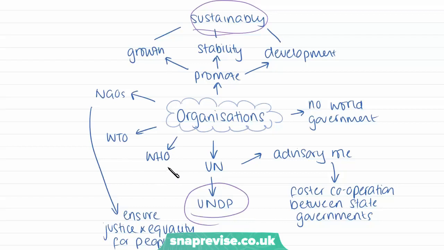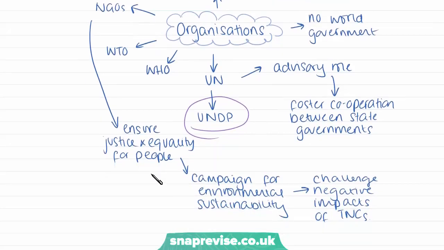Also, there are a number of different non-governmental organisations who have varying objectives, and they generally either ensure justice and equality for people of the world, and they also do things like campaigning for environmental sustainability, and they also are very anti-TNCs and corporations and so on. They try and challenge the negative impacts that TNCs are causing.